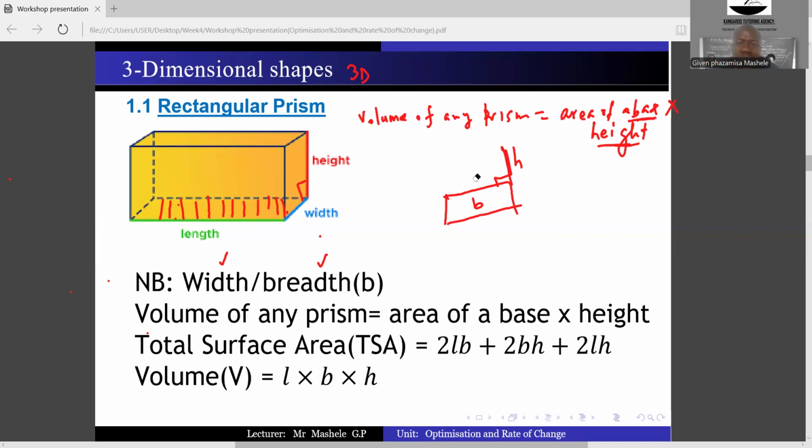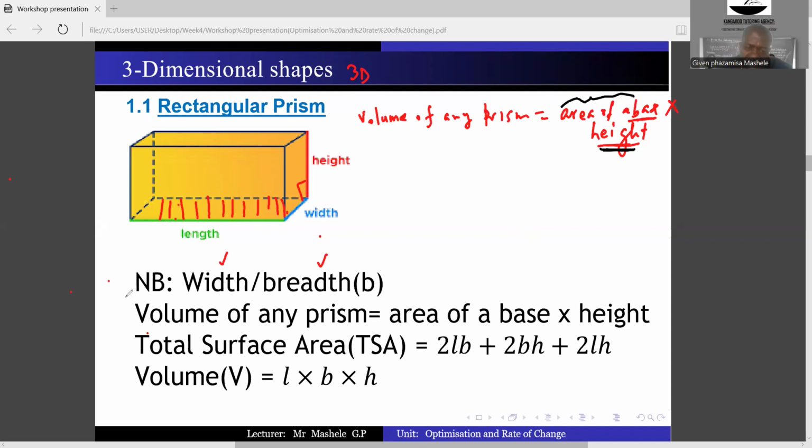So to determine the volume of any prism, we have to take the area of a base, we multiply by the height. So it's the area of the base multiplied by the height. Now, I'm going to start with the total area. We're going to talk about how to actually determine the surface area or the total area of a prism.